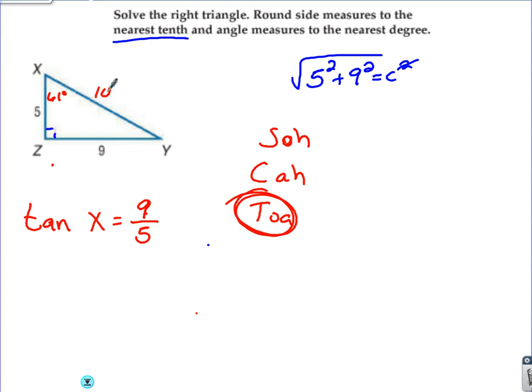That was 10.3. Now, do we need to do this again to find y? No. The three angles of a triangle add up to 180. So if that's 61, this will be 29 degrees. And that's 90, 10.3, 5, 9. You solved it. You know all the sides. Okay, that's how you solve right triangles.